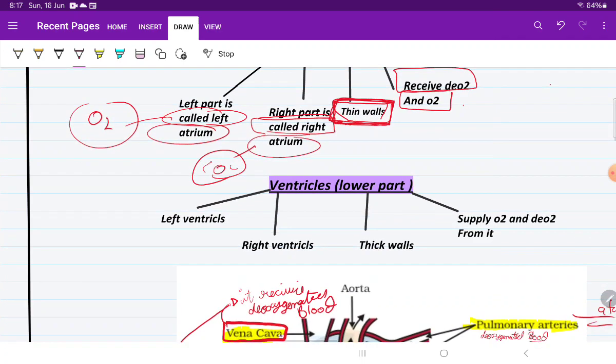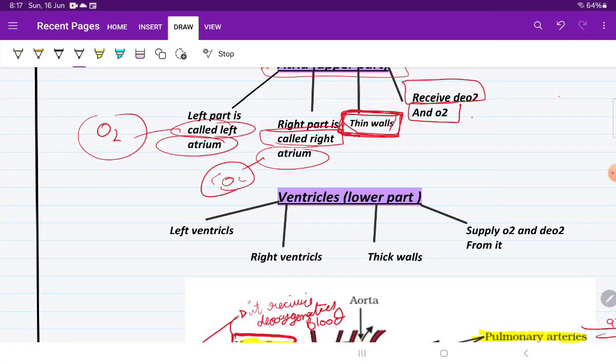Now let's see about the ventricles. There are two types of ventricle: left ventricle and right ventricle. The left ventricle has O2 blood and the right has CO2 blood. They receive and transfer it.